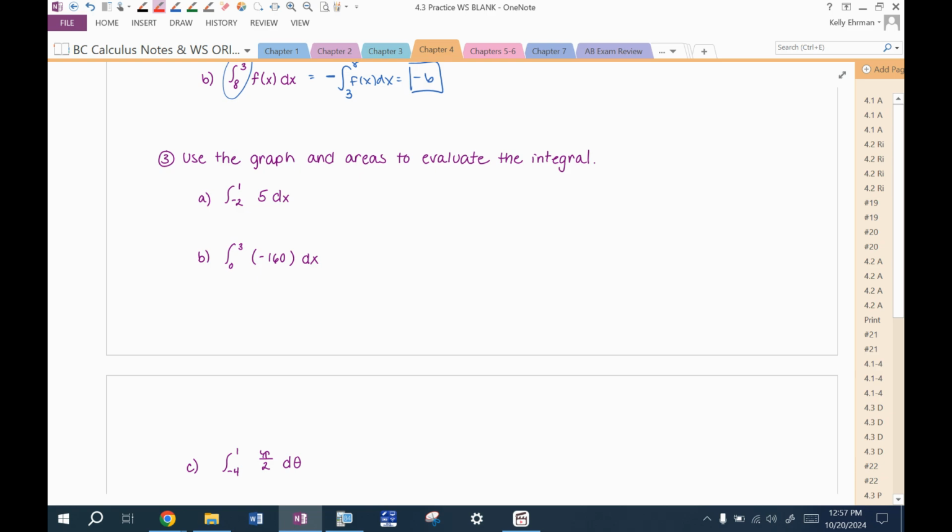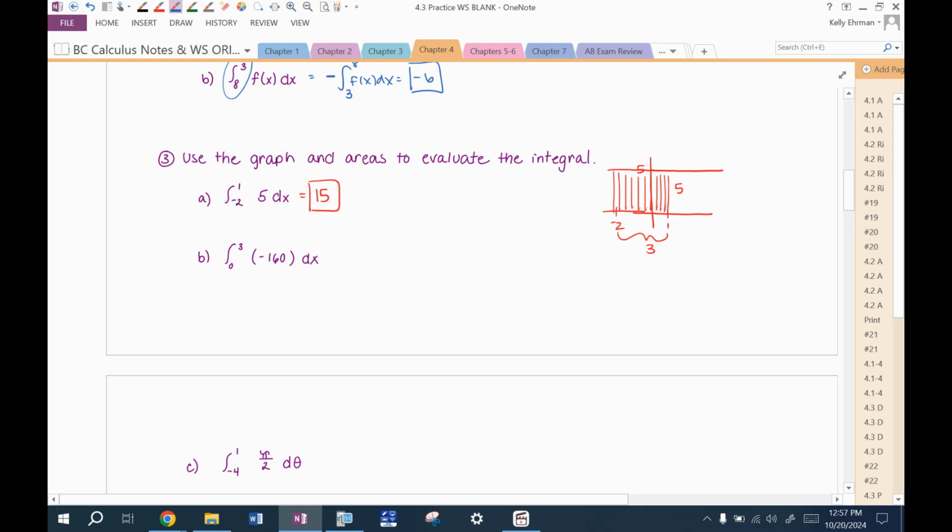All right, so for this one, I've got a constant function that's going through 5. And I really should have drawn it this way because I'm going from negative 2 to 1. So I'm looking at this area here. This has a base of 3 and a height of 5. So that area is 15.